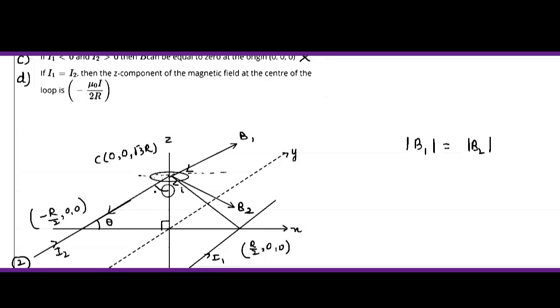So what would be this angle? It would be 90 minus theta. Now total from here to here, what is this total angle? It is 90 degrees. If this is 90 minus theta, then from here to here it would be theta. So if it is theta, then here it would be 90 minus theta.